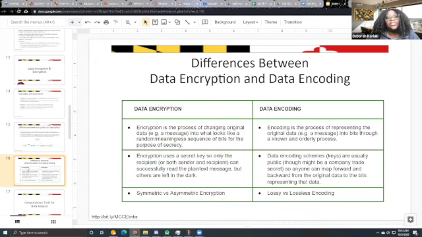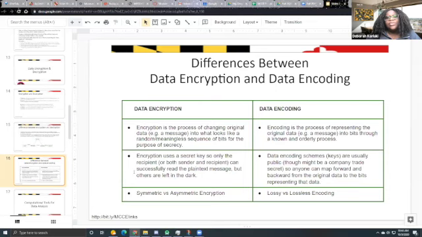Encryption is the process of changing the original message to look like a random, meaningless sequence of bits, for secrecy. Data encoding is the process of representing the original data as bits through a known or orderly process. So there's a process they go through so that they're able to read it on the other side. And encryption uses a secret key, so only the recipient, or both the sender and recipient, can successfully read the plain text message, but others are left in the dark.